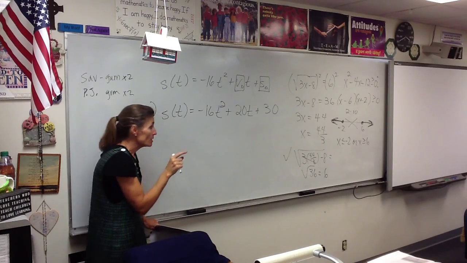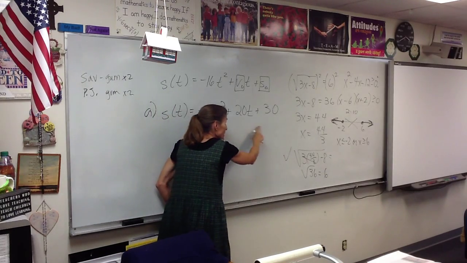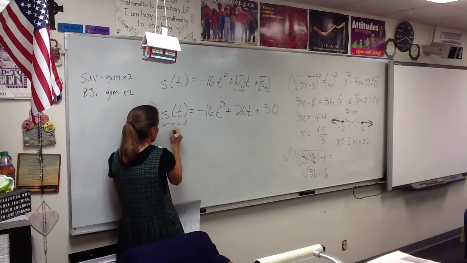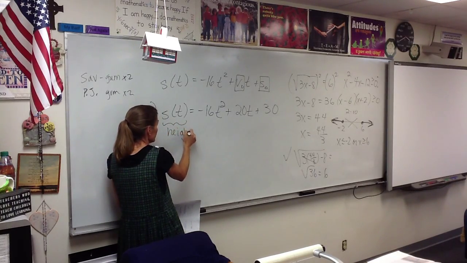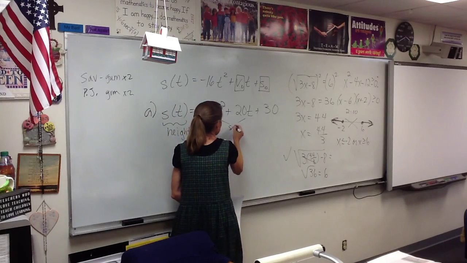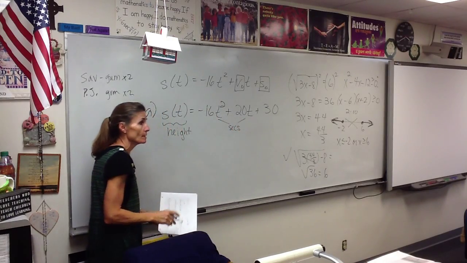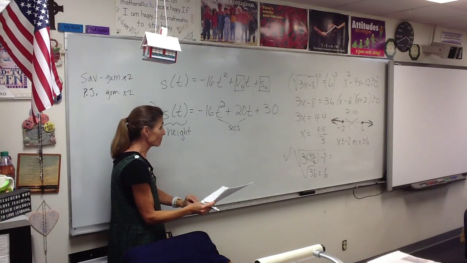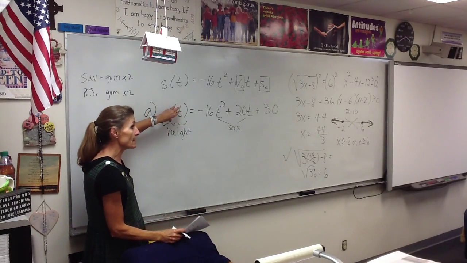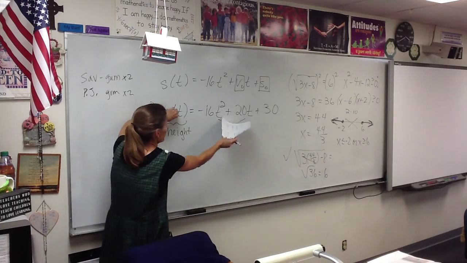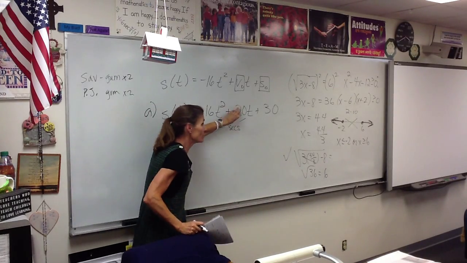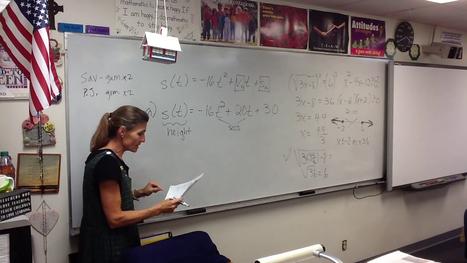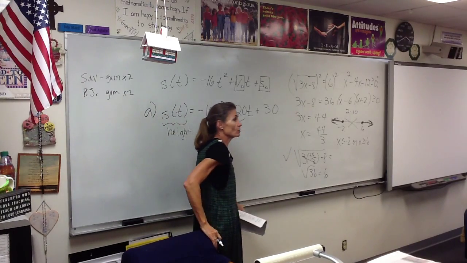Okay? Notice that in the equation now, there are two variables. There's the height and there's the seconds. Every problem that you do now in number 9, they're either going to give you this, and you're going to find that, or they're going to give you this, and you're going to find this. So read question B. When does the ball hit the ground?